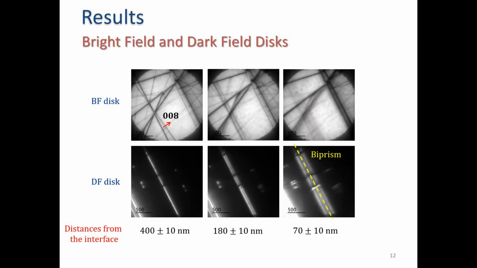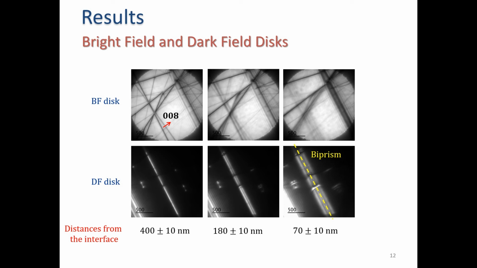Here in this slide, we see bright field disk and their corresponding dark field disks for 008 HOLZ line. The first image on the left is 400 nanometer away from the interface of silicon and silicon germanium. We have individual HOLZ line here. By approaching towards the interface, which is shown in the middle and right figures, we see the individual HOLZ line splits and the split width increases.